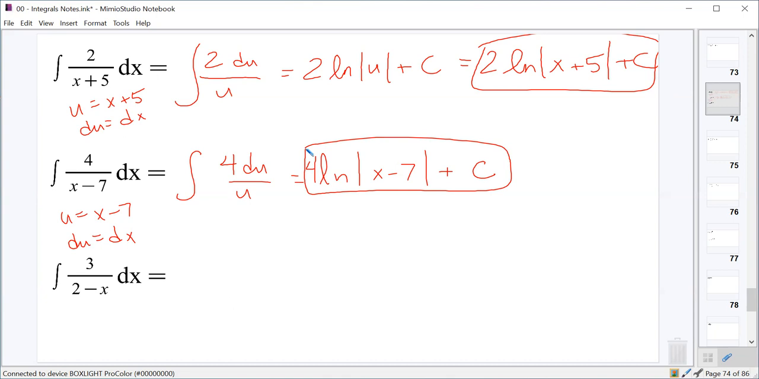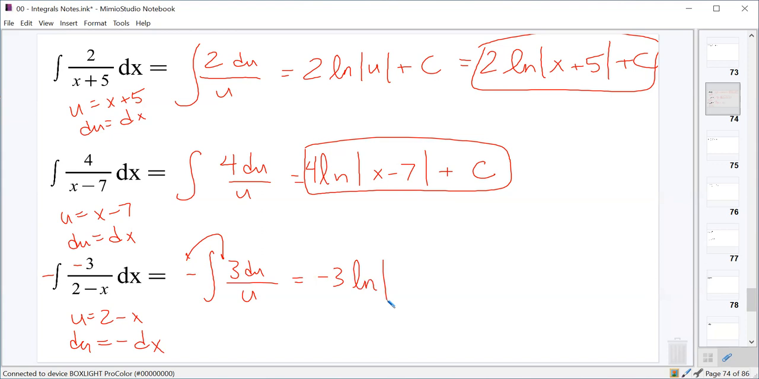And for the last one here, we've just got a slight little change to it. This time u is going to be 2 minus x, but du will be negative 1 dx, or a negative dx. So this time we're going to have to throw a negative inside and negative outside. So this will become the opposite of the integral of 3 du over u. And again, that negative could be inside or outside. This will be negative 3 natural log absolute value of u, and u is 2 minus x, plus a constant.